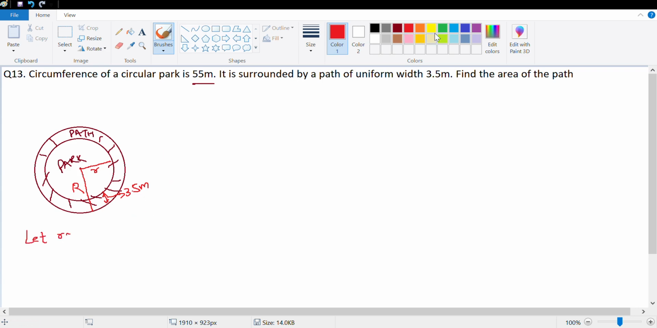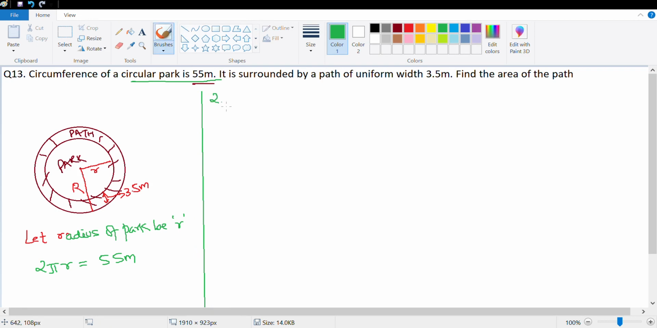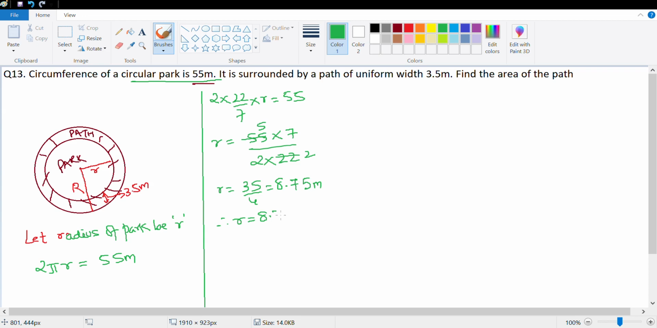Let the radius of the park be r. As per the question, the circumference of the circular park is 55 meter. So 2 pi r is equal to 55 meter. Let's calculate the value of r from here: 2 into 22 by 7 into r is equal to 55. r is equal to 55 into 7 upon 2 into 22. 11 2, 11 5. So this is 35 upon 4, which is 8.75 meter. Therefore, r is equal to 8.75 meter.